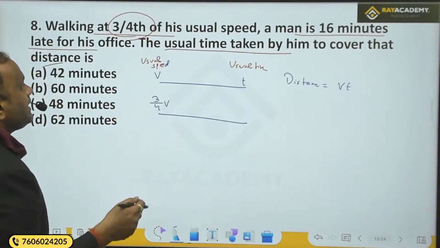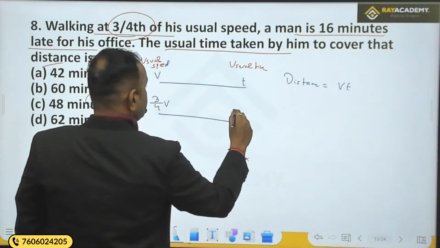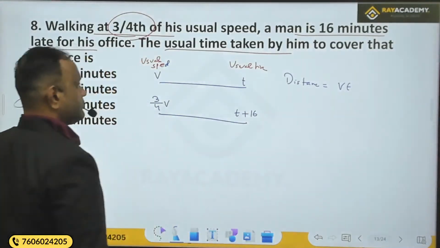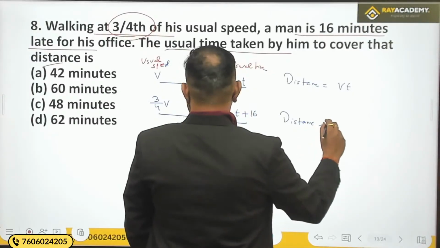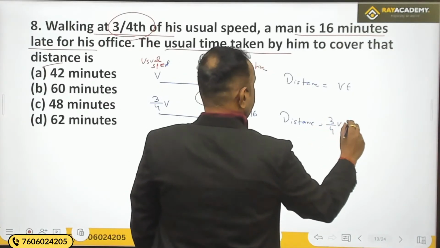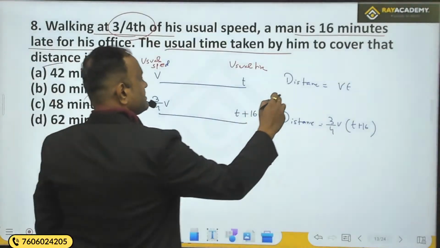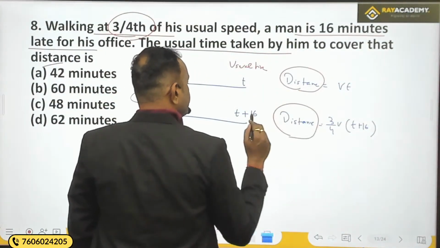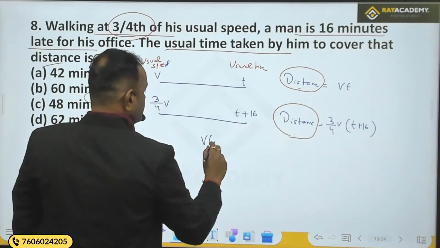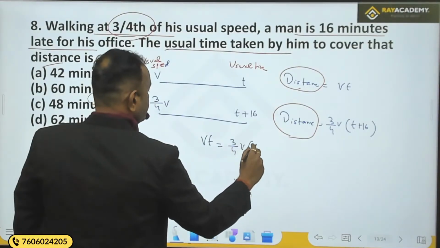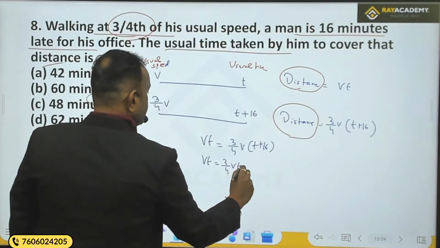With the changed speed, the time taken is 16 minutes more. So you can say the time is t plus 16 minutes. The distance will be 3/4 v multiplied by t plus 16. Everything has changed but the distance is the same, so we can equate: vt equals 3/4 v into t plus 16.